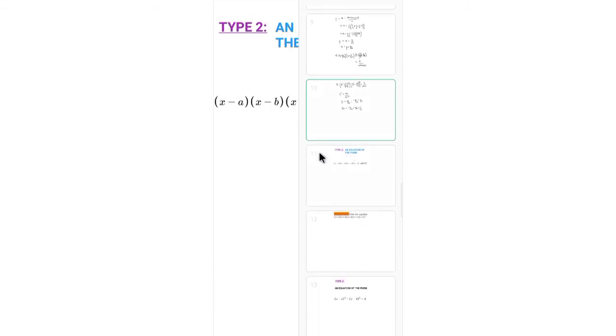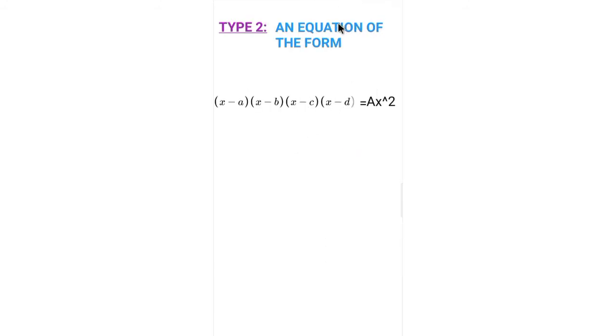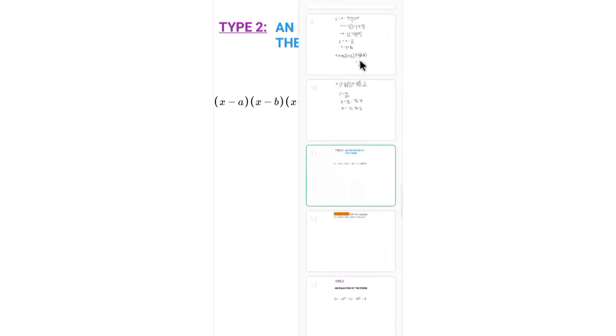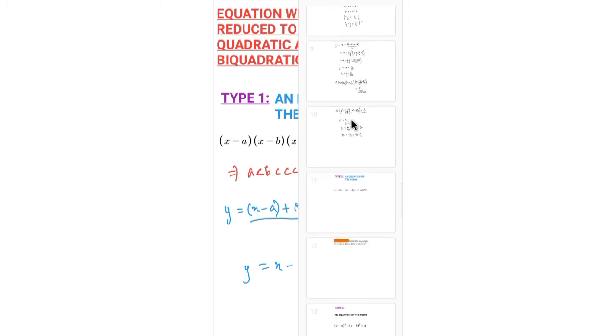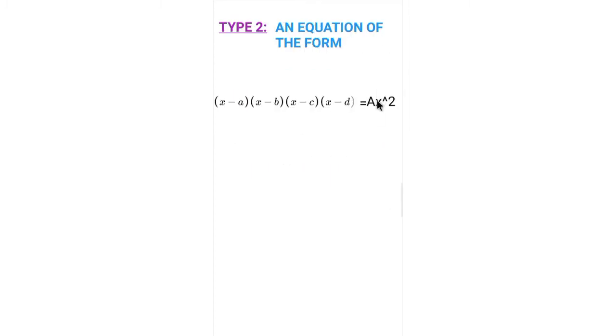So coming to the next concept, type 2. So what is type 2? An equation of the form x minus a into x minus b into x minus c into x minus d, which is equal to ax square. So till now we were dealing with an equation which only consisted of a constant a. Now it's time for ax square.